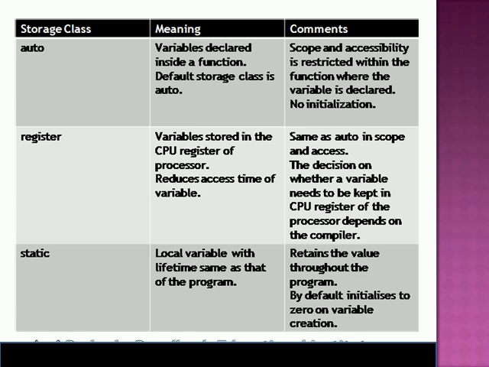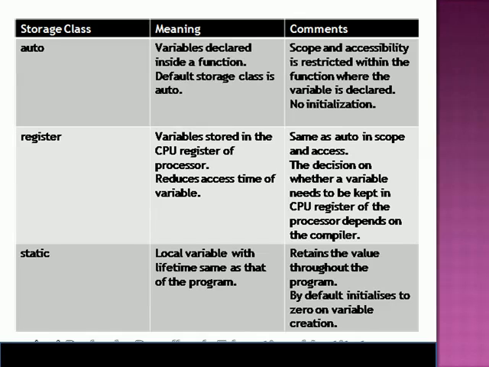Now we will see, first, the auto storage class. It is the default storage class. Variables are declared inside the function. Scope and accessibility is restricted within the function where the variable is declared. Also, it has no initialization.